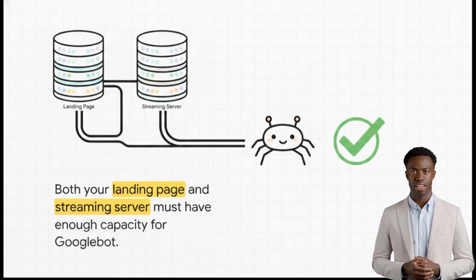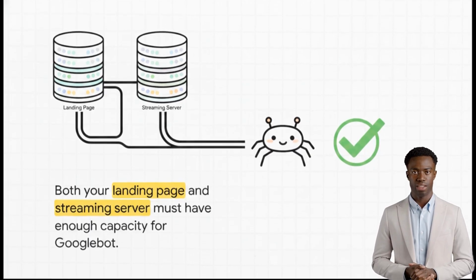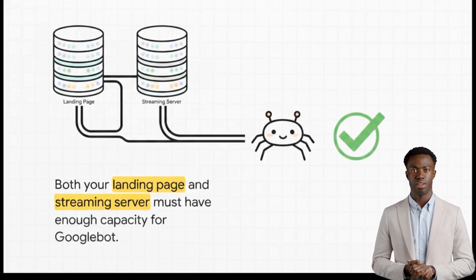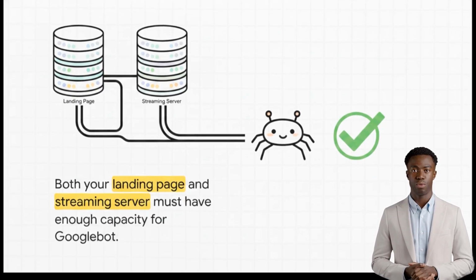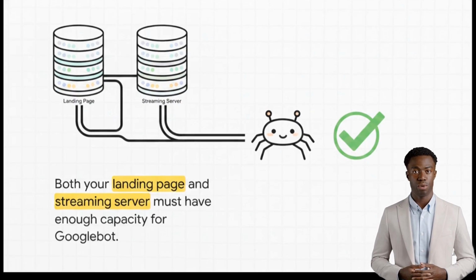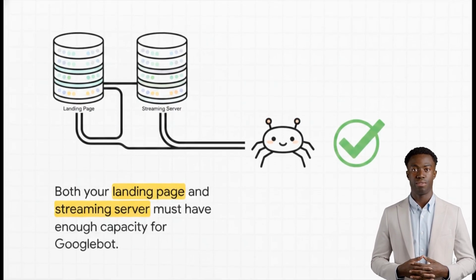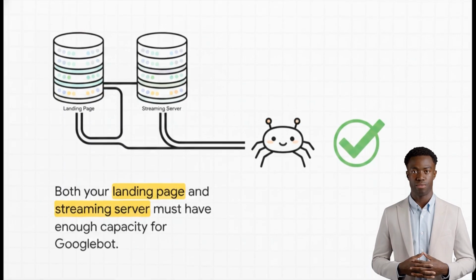Don't trip at the finish line with this common stumbling block: server capacity. If your landing page host or the actual server streaming the video slows down, or worse, if your CDN outright blocks Googlebot because it thinks it's a bot attack, your video indexing is going to fail. Both of those servers absolutely must have the capacity to support crawling. If they don't, Google simply can't retrieve the files.